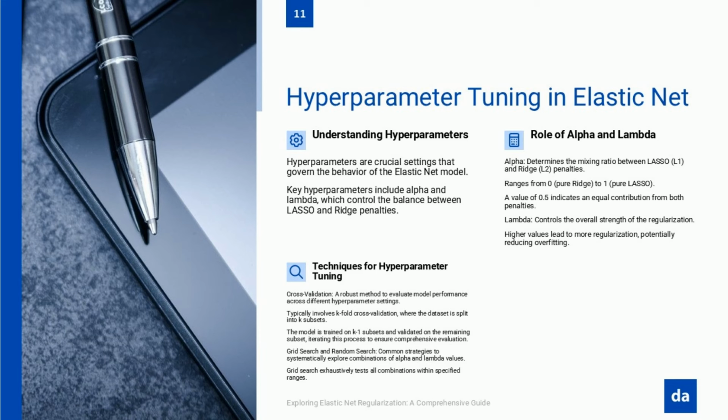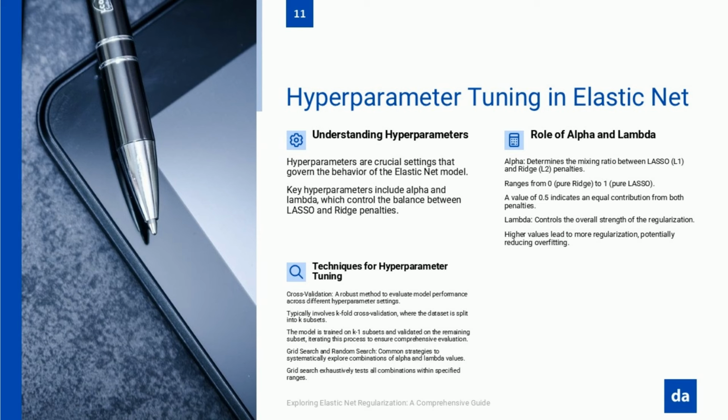In Python, we use GridSearchCV from scikit-learn or RandomizedSearchCV to perform this tuning. In R, we use cv.glmnet, which automatically finds the best lambda by testing multiple values and selecting the one that minimizes cross-validation error.